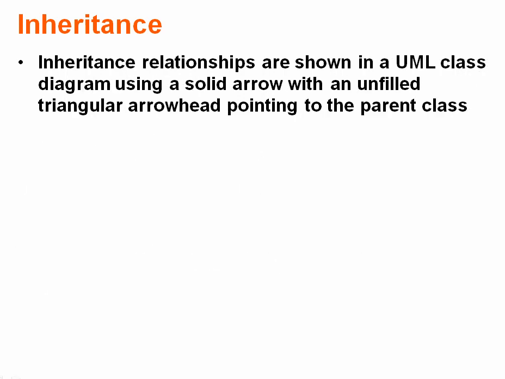So if we have two classes, such as a child class and a parent class, then we must have some relation. Inheritance relationships are shown in a UML diagram using a solid arrow. What is a solid arrow? It is a solid arrow with an unfilled triangular arrowhead pointing to the parent class. It means the arrowhead points to the parent class.